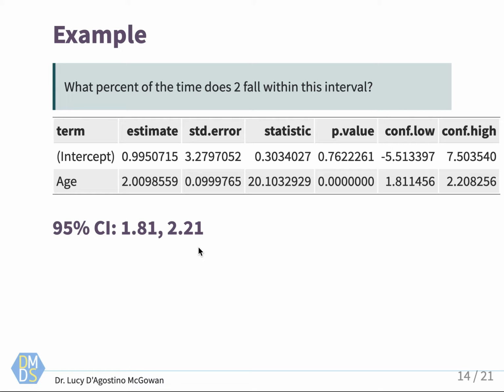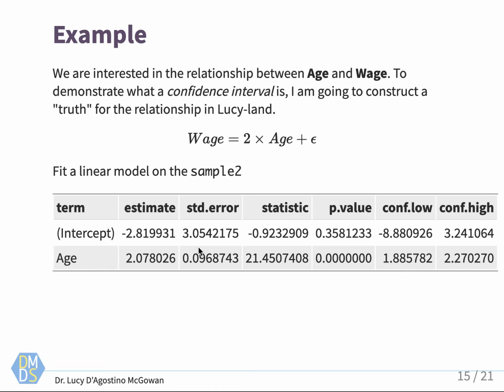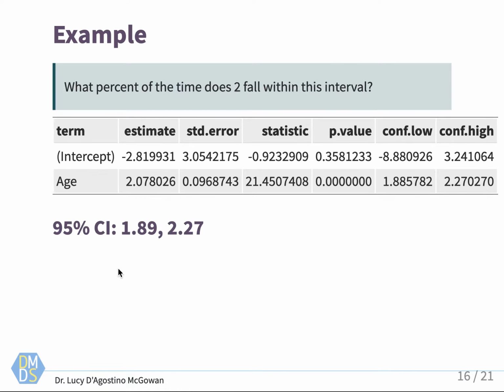What we actually want to know is if we were to repeat this process many, many times, how often would we capture that truth, or that 2? So let's look at sample 2. I fit the linear model on sample 2. I end up with this estimate. Here I end up with an estimate of 2.078 on this sample with a confidence interval from 1.89 to 2.27. So this is my second confidence interval.